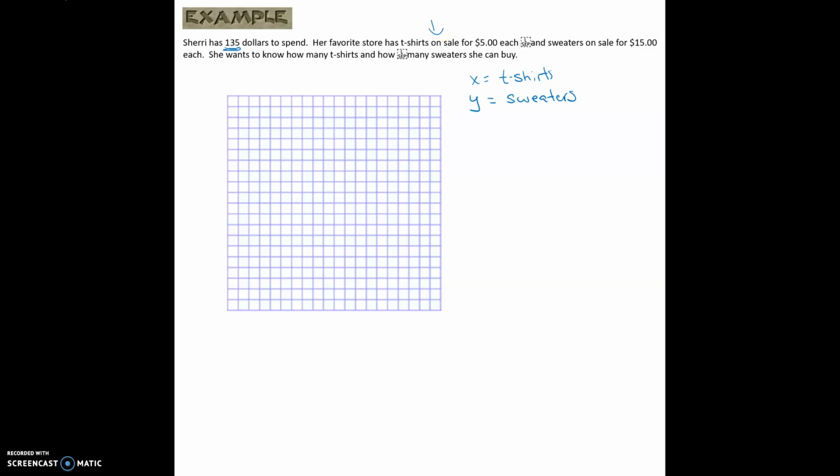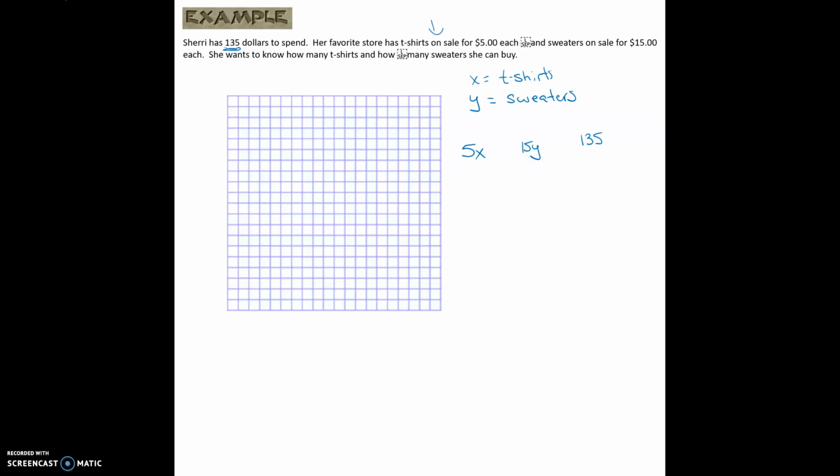So we know that Sherry has $135 to spend. So whatever she buys has to be equal or less than that amount of money. Now, her t-shirts are on for $5, so I can represent that as 5x because every single t-shirt she buys is worth $5. So if it's 2, that's going to be $10. If there's 3 shirts, that'll be $15. So what's happening there is that they're multiplying. Same thing with the sweater. Sweaters are 15, so I'm going to put 15y.